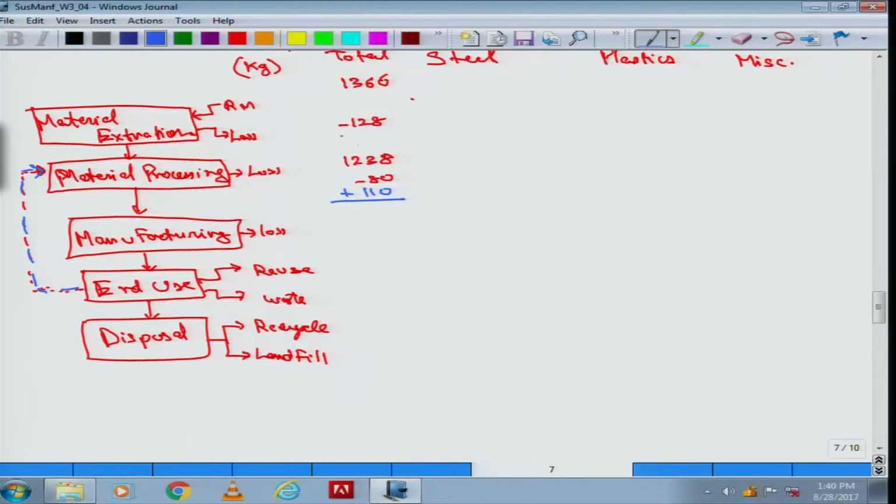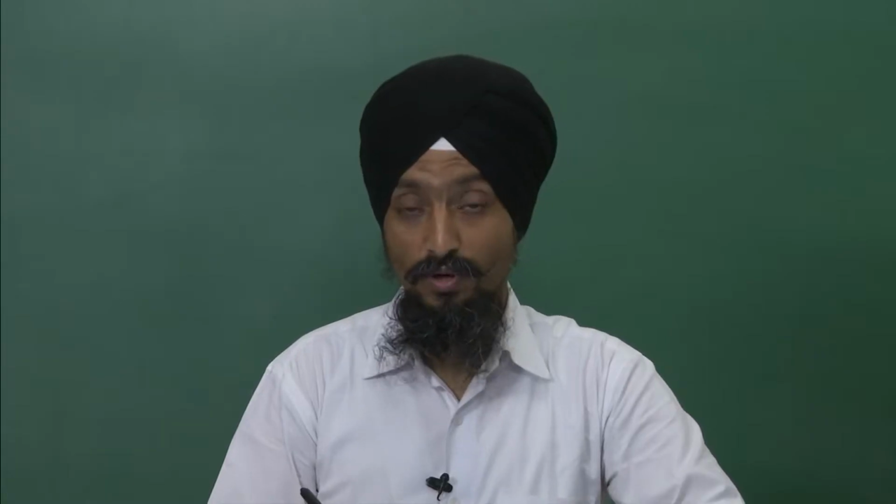So the weight that entered into the manufacturing stage was 1268 kgs, right, out of which 29 kg is the loss, and we are left with 1239 kgs, right. So the thing is that I am talking about the kilogram or the weight flow here in material flow, the weight of the material.